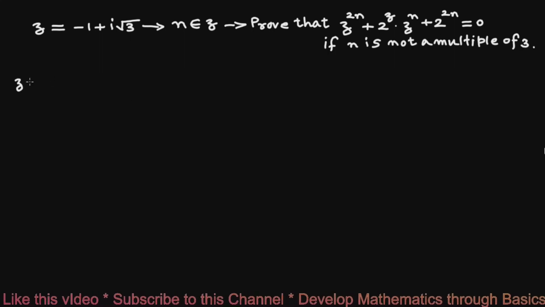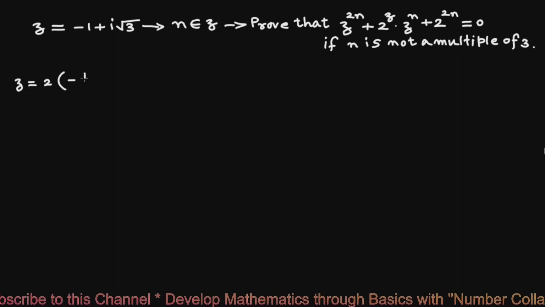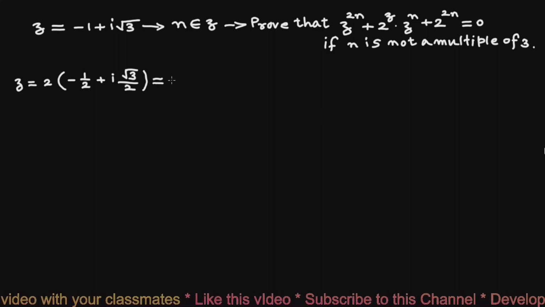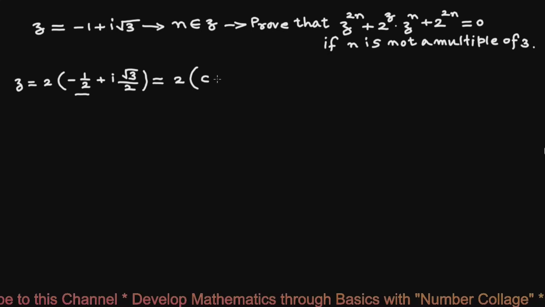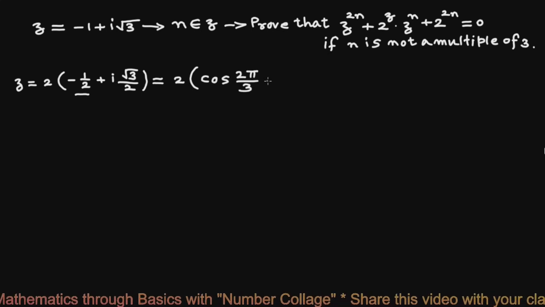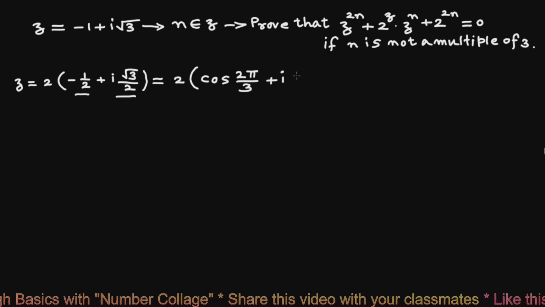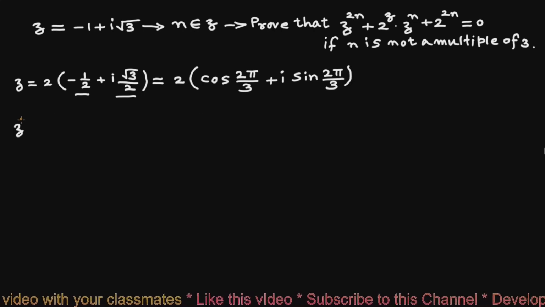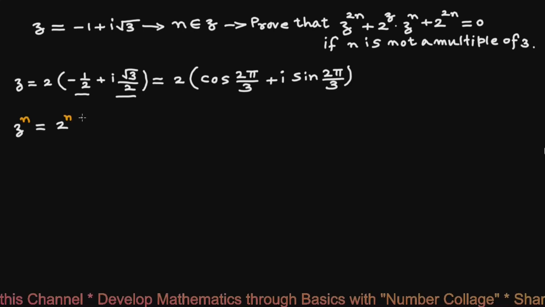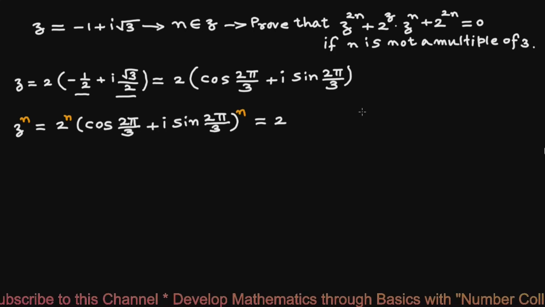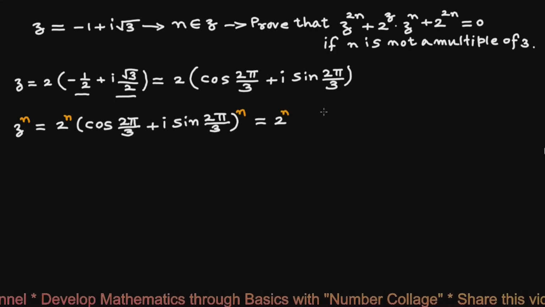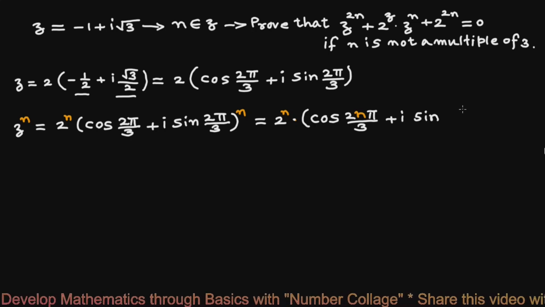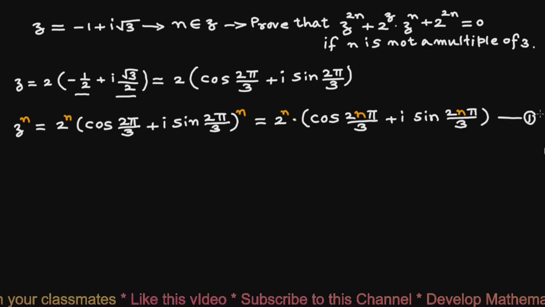We have to write this z as 2 times (minus half plus i root 3 by 2), because we can write the minus half as cos 2π/3, and for the root 3 by 2, we can write sin 2π/3. Raising this z to integral power n, it will be 2 raised to n into (cos 2π/3 + i sin 2π/3) raised to n, and according to De Moivre's theorem, 2 raised to n into (cos 2nπ/3 + i sin 2nπ/3). We name this 1.